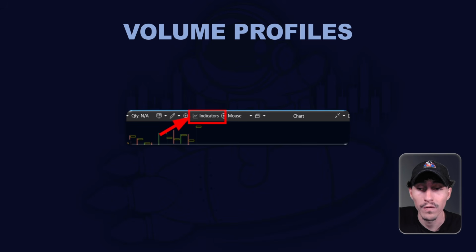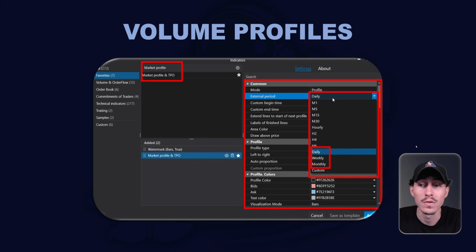add this level to your chart and see what happens there when we reach it. To add the volume profiles on your chart, as always, simply go into the indicators at the top of your ATAS window. From here, search for market profile. Add the market profile into your chart, simply set the mode to profile, and then you can select the external period and set it to daily, then create another tab with weekly and then another tab with monthly.